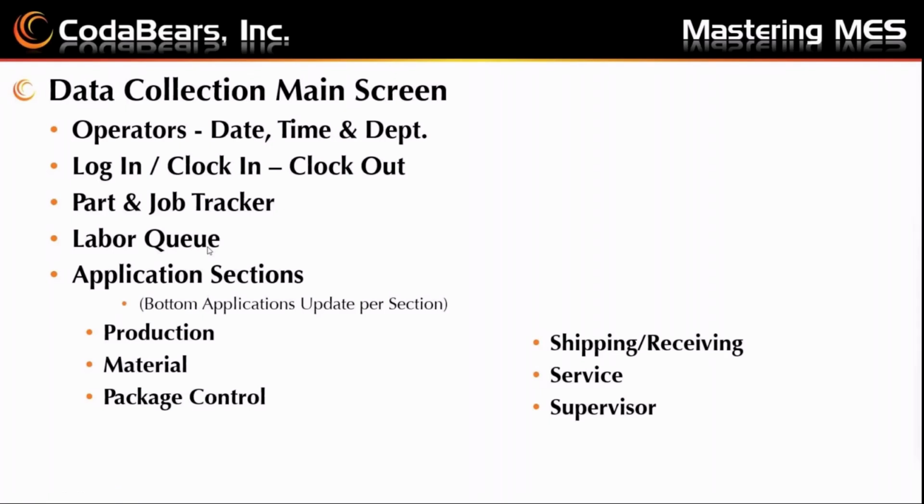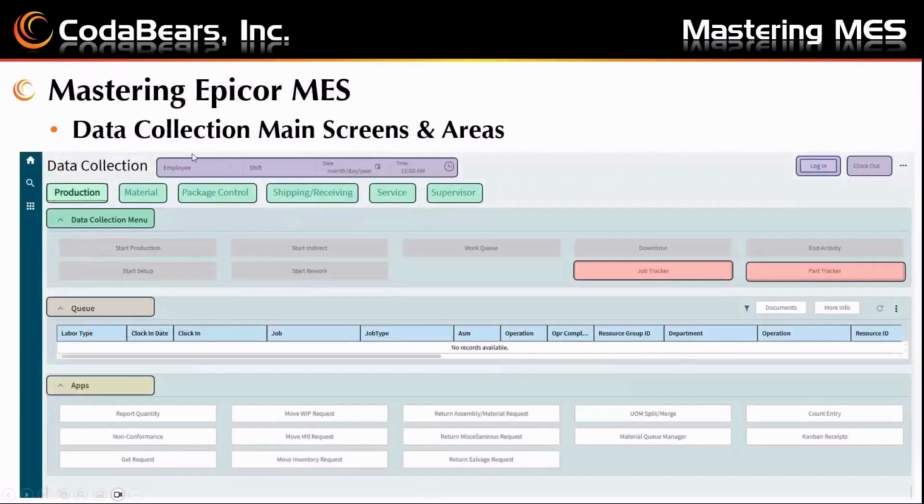What do I have to do today? We're going to talk more in the labor and work queue a little bit later. The basic application sections are going to be production, material handling, package control, shipping and receiving, the service department, as well as supervisors. So the entire system is broken into these 6 main areas.